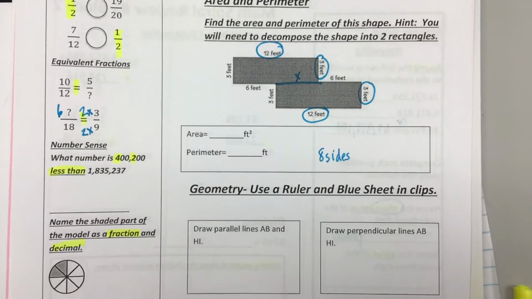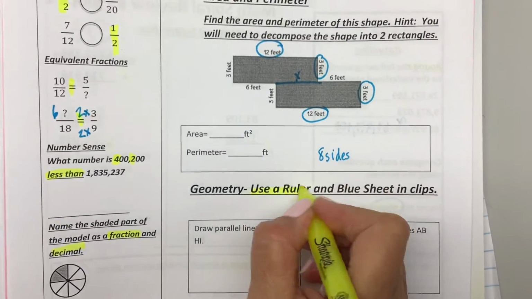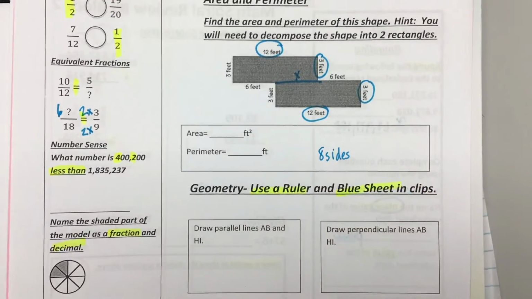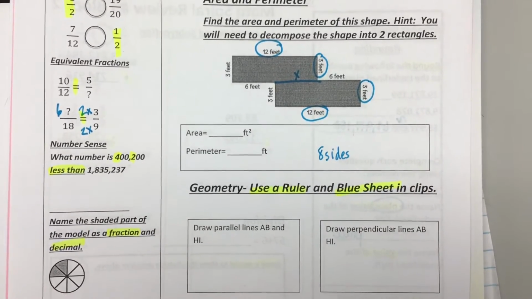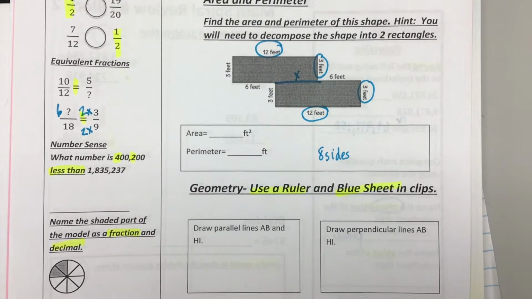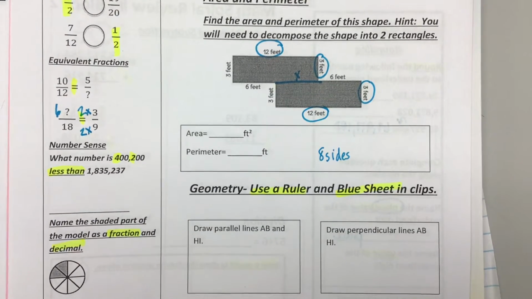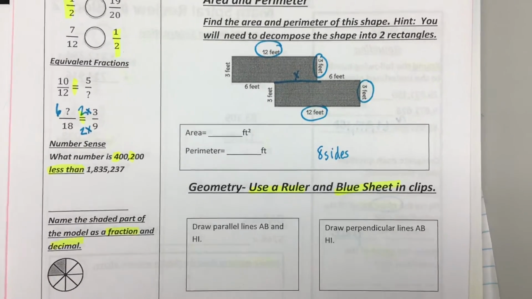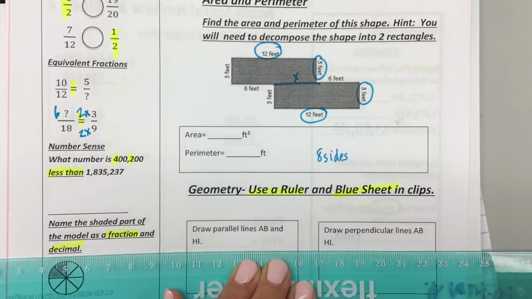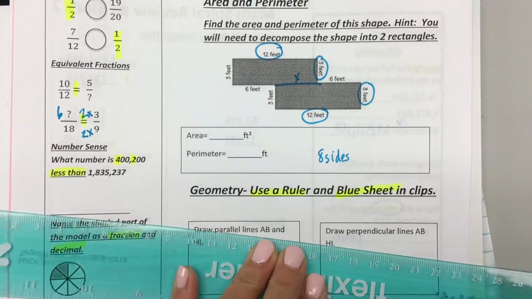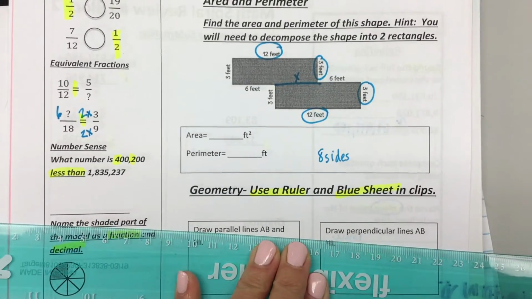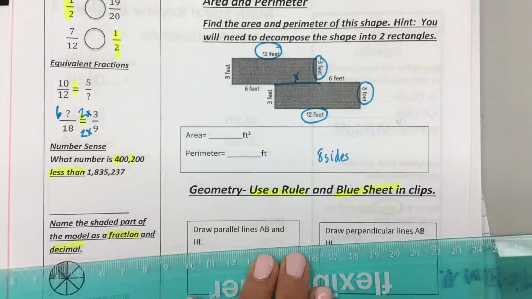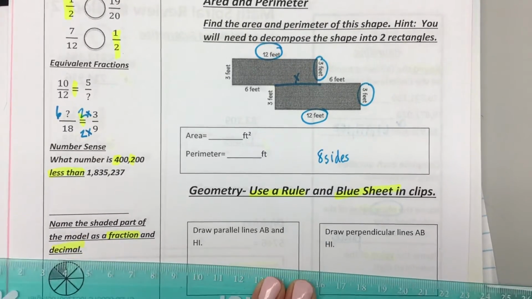Okay, I still have people turning this in without using a ruler and without using their blue sheet. Yours is not in your clips, but it is in your red math folder. When you're using a straight edge to draw this, you need to hold that firm. If you let it slide around on you when you're drawing, your lines won't be straight, and I won't think that you've used a straight edge.